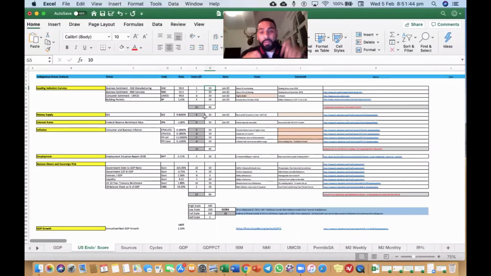And for each economic indicator, we have a score when we use the data, and we use some strategies where we look at historical data to understand what's normal and what's abnormal. And then in the end, we add all our scores up to get a final endogenous analysis to see how inflationary or deflationary the US economy is, or in our example, the Australian economy.